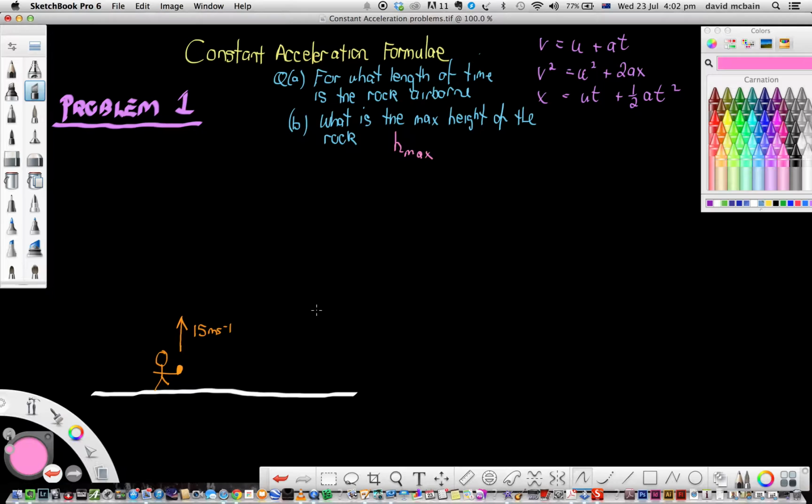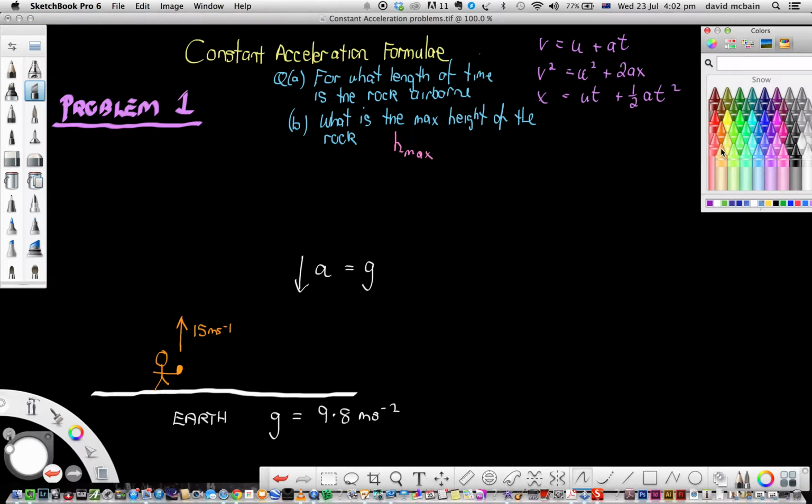Okay, so all we've got so far is a person, they're throwing up a rock, and it's 15 meters per second they're throwing it up at. One thing we do know, because this is taking place on the planet Earth, and it's near the surface of the Earth, we know that the value of G, the acceleration due to gravity, is 9.8 meters per second squared. And that, of course, is acting down. So we know the acceleration is acting down, and it equals G, which equals 9.8 meters per second squared.